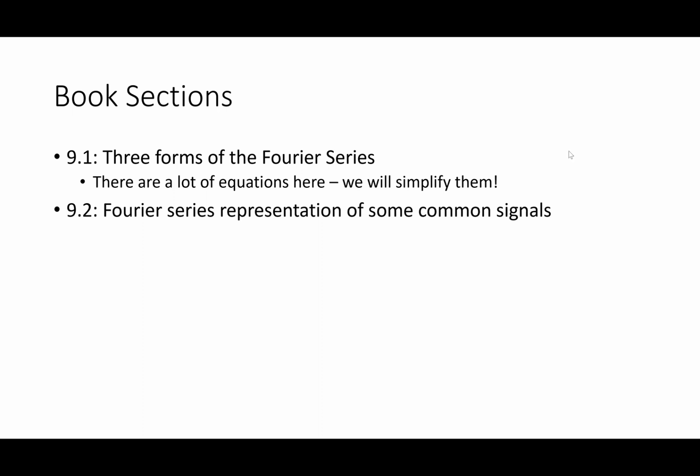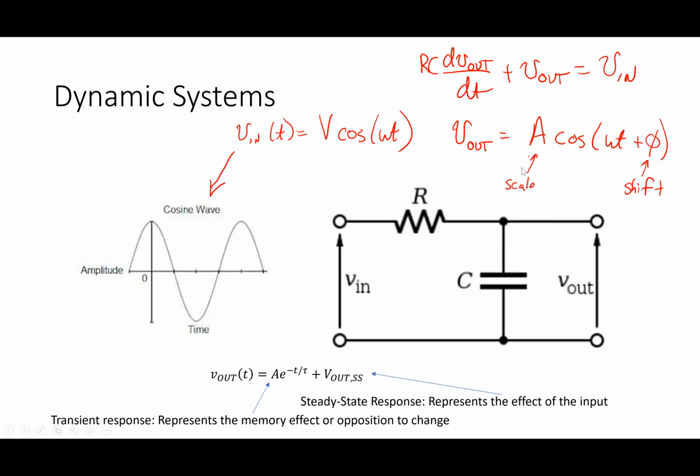So last time I introduced this idea of Fourier series. We talked about dynamic systems, the stuff coming up on the next exam, all about differential equations. If I have a dynamic system, what do I mean when I say dynamic system? What's the meaning of that? It changes with time.